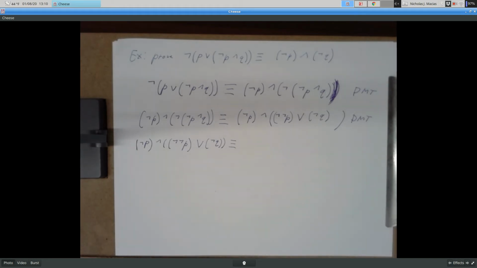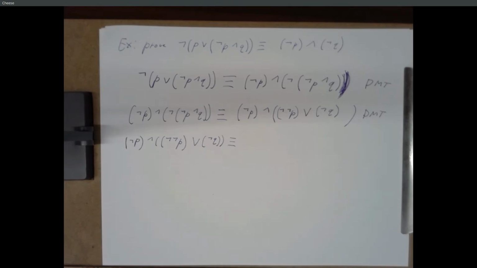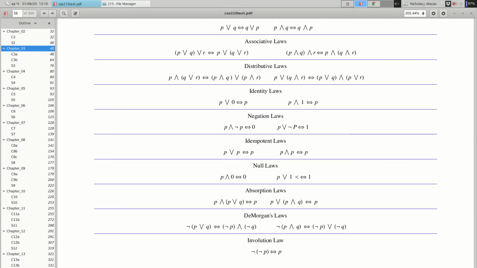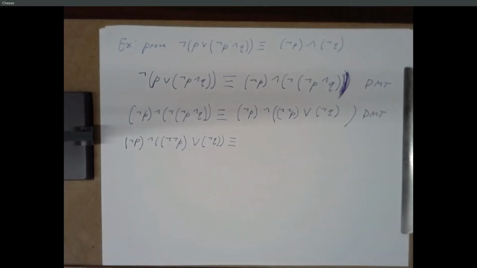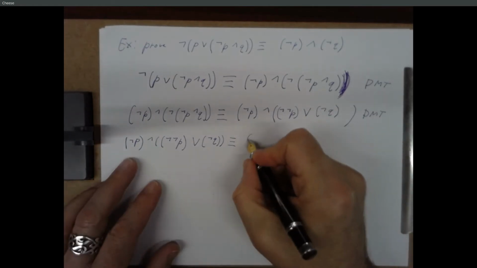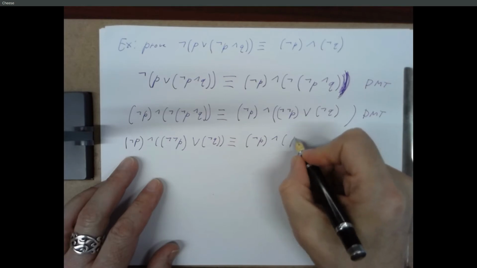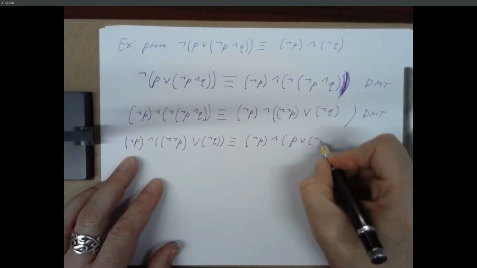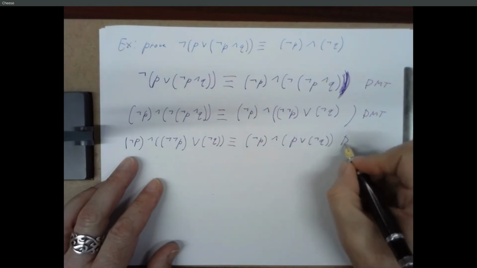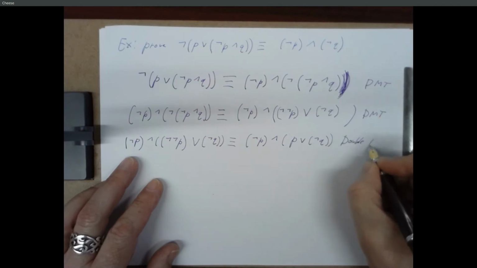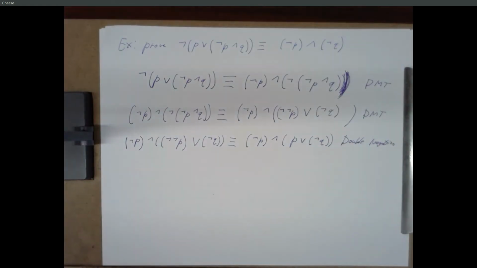What can we do to simplify this expression? The double negation. Double negation says not not P is equivalent to P. It's called the involution law here, but it's really just double negation. So that's double negation.